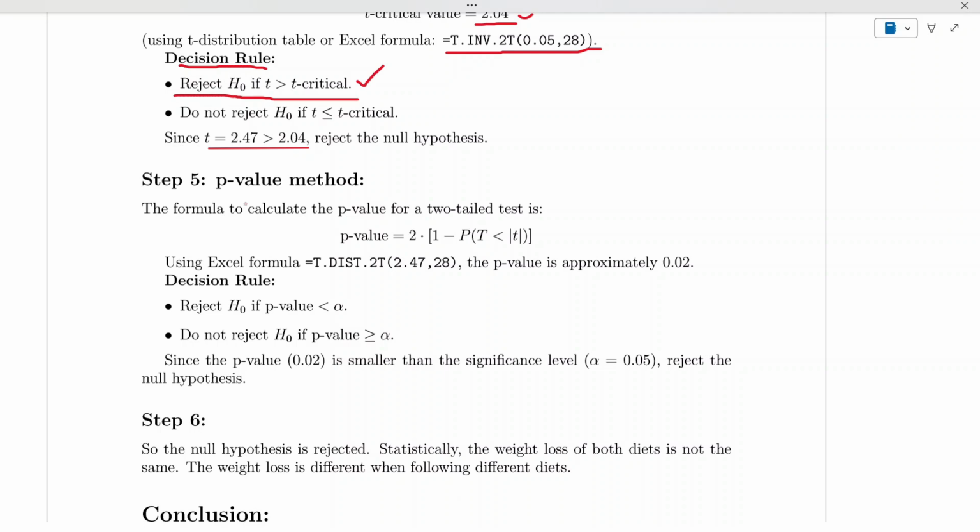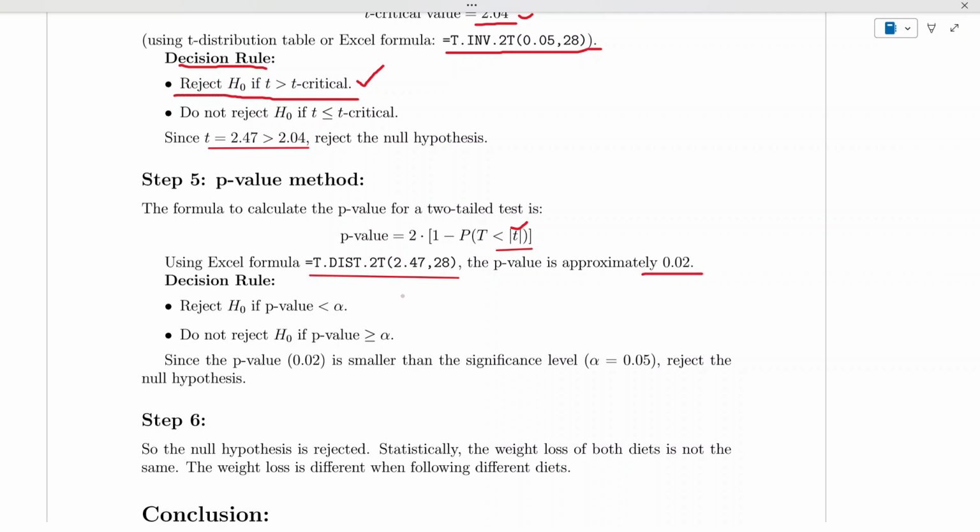Step 5. The p-value method. The formula to calculate the p-value for a two-tailed test is 2 times (1 minus the probability that capital T is less than the absolute value of small t). Here, capital T follows the student's t-distribution with 28 degrees of freedom. The small t denotes the value of the calculated test statistic. This p-value can be calculated easily using the Excel formula. The formula is t.dist.2t, 2.47, 28. Using this Excel formula, the p-value comes out to be approximately 0.02.